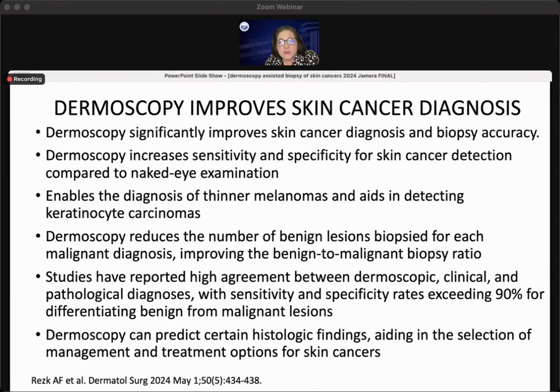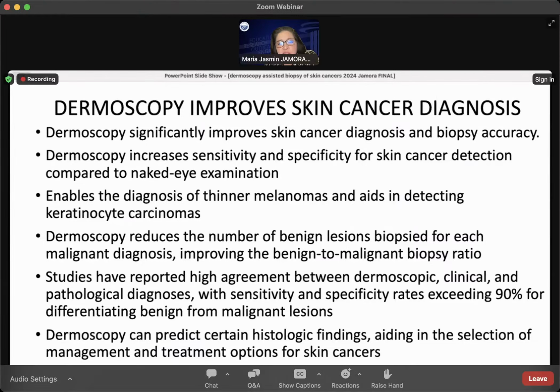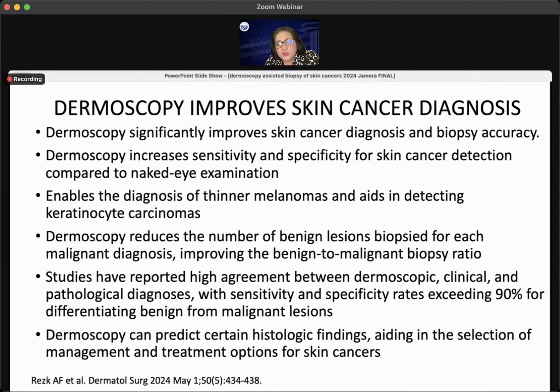Agreement between clinical eye, dermoscopy, and histopathology with sensitivity and specificity rates exceeding 90% to be able to differentiate benign from malignant lesions. And so, not just for dermatologists, but even for general practitioners, family medicine practitioners, and primary care physicians, dermoscopy can also predict histologic findings, which can, of course, aid us not just in the biopsy, but in the treatment options for skin cancer.